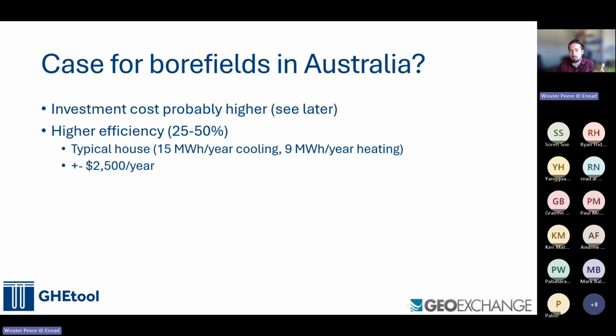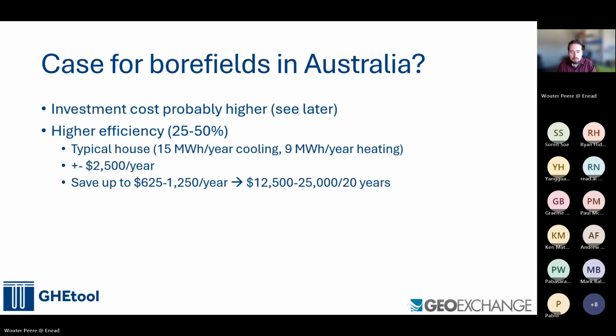Now, if we take this 25 to 50% off of that, we can save 600 to more than 1,000 Australian dollars a year, which over 20 years, which is typically the lifetime of a ground source heat pump, can go up to more than $20,000. So if we take that into account, there is a payback period for this more expensive project, and it will save you quite a lot of money in the end.